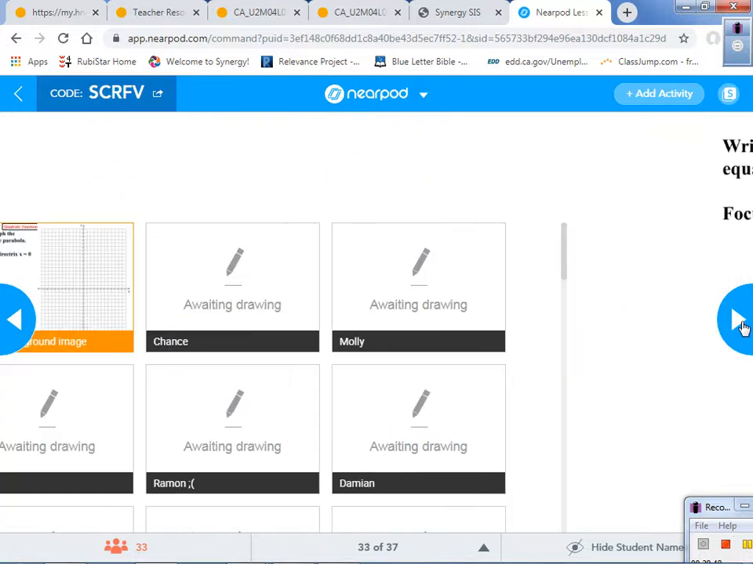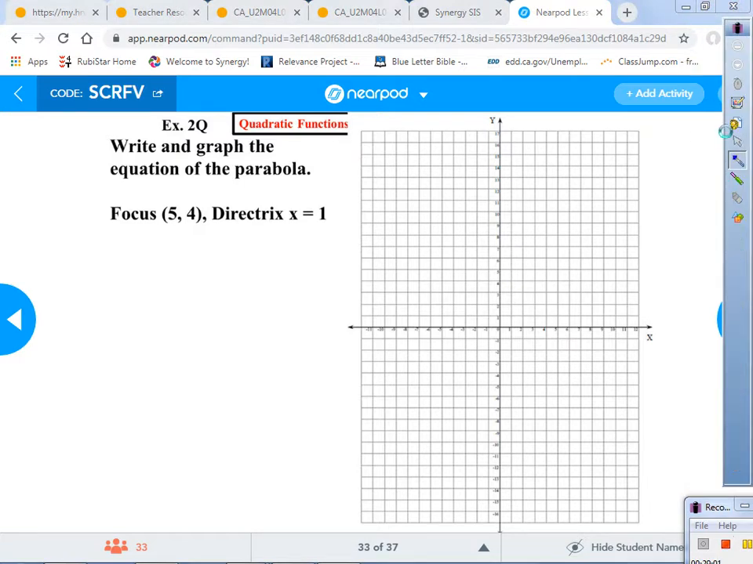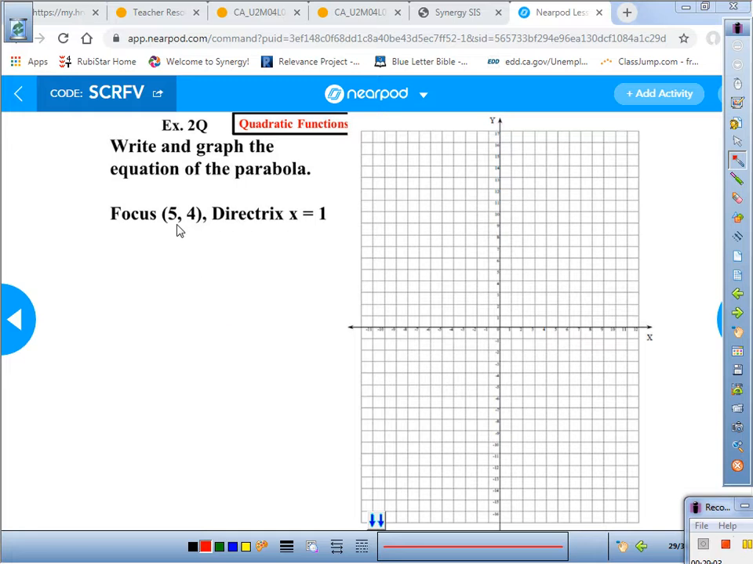Example 2Q. Focus is (5, 4). Directrix going through x equals 1. Copy that. All right, let's do this one together. Here we go. What do we plot first, everyone? (5, 4), which is our focus.